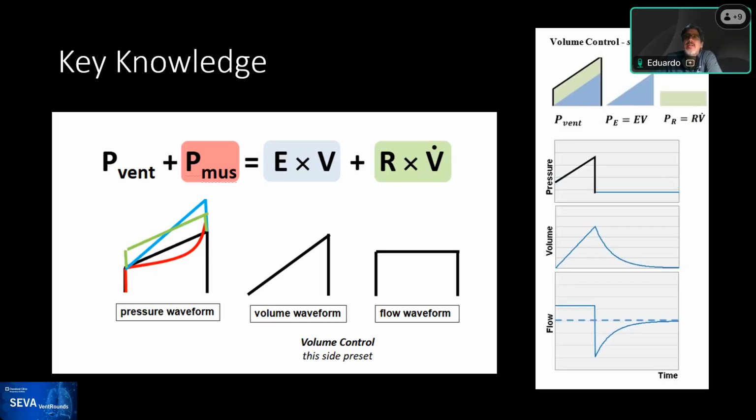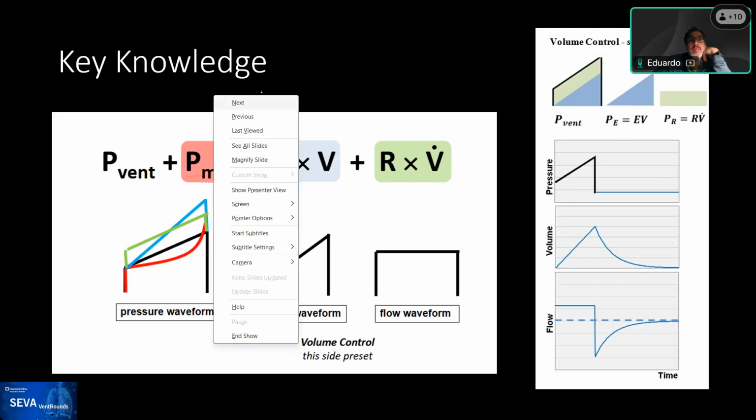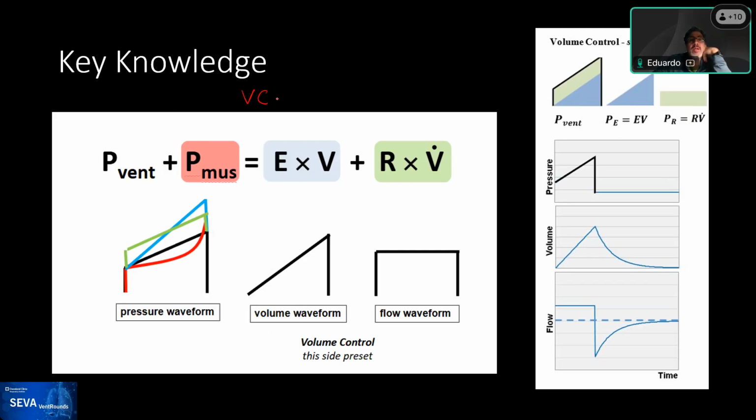So what we have here is a key knowledge that anybody managing mechanical ventilation needs to have clear. And we're seeing here the equation of motion. In this example, we're going to be talking specifically about volume control with a square waveform for the flow, meaning that the flow is constant through the inspiratory time.